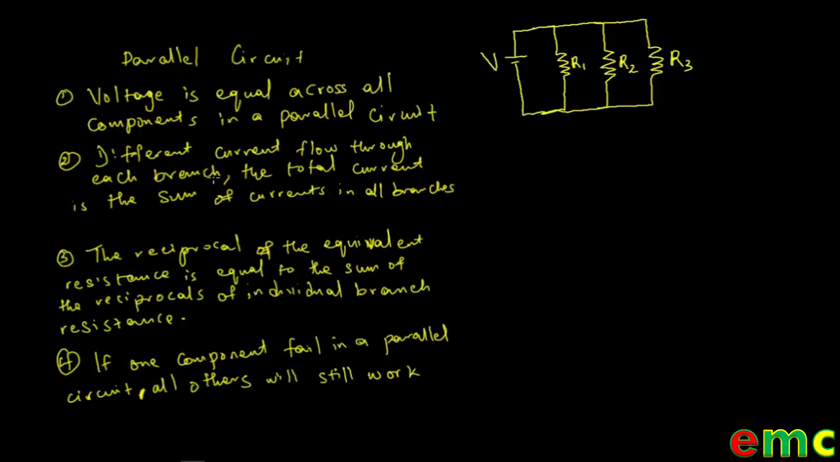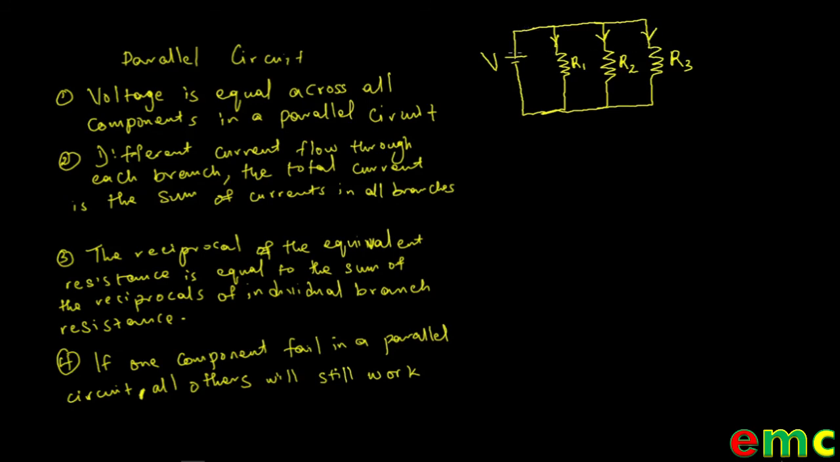In a parallel circuit, the summary of the properties is shown here. The voltage across all the components in a parallel circuit is equal. That means the voltage across R1 is the same as the voltage across R2, and it's also the same as the voltage across R3. But there is different current flow through each branch of a parallel circuit. The current flowing through branch 1 is different from the current flowing through the second branch, and it's also different from the current flowing through the third branch.